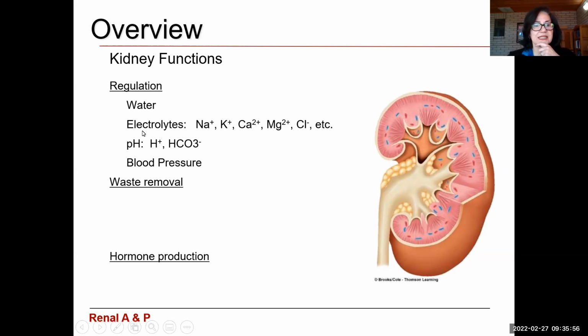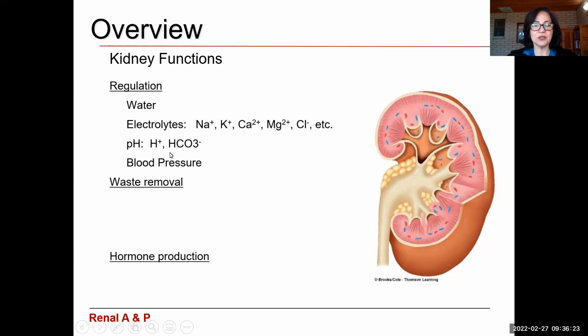Other regulation is electrolytes, and what I mean by that are the charged ions, sodium, potassium, calcium, magnesium, chloride, etc. The most important of these that we're going to talk about are sodium and potassium, especially potassium. And then remember when we talked about pH balance and we said the kidneys can help us manage the pH of the blood, this is that function.